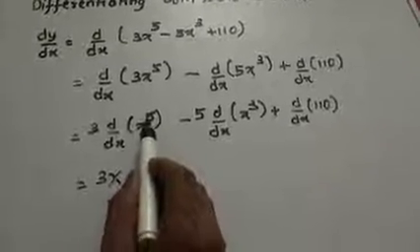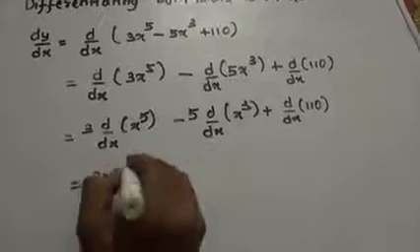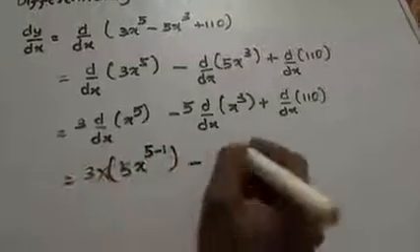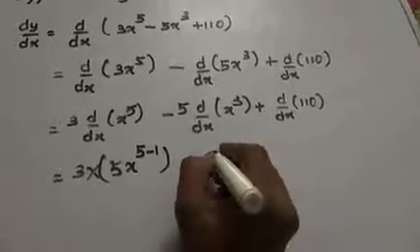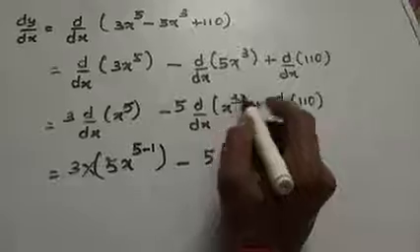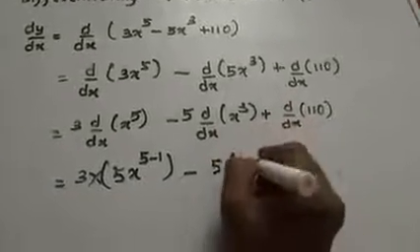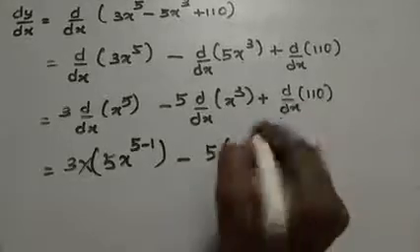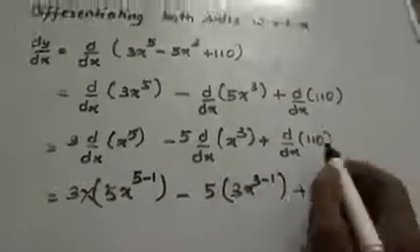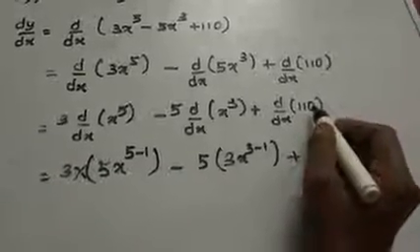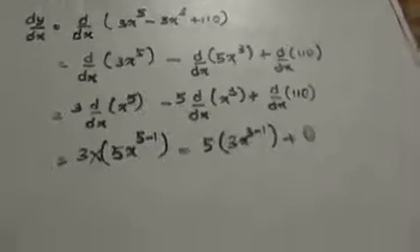So using the formula number 1, we can write 5 x to the power 5 minus 1, minus 5, again x cube, formula number 1, 3 x to the power 3 minus 1. And 110, that is a number. A number means constant, and constant derivative is 0.